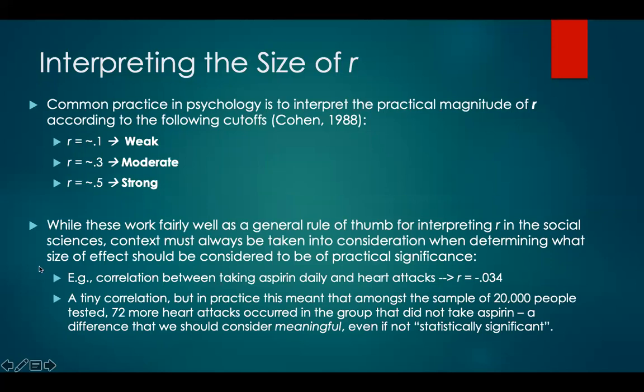While these work fairly well as a general rule of thumb for interpreting R in the social sciences, context must always be taken into consideration when determining what size of effect should be considered to be of practical significance. For example, a correlation between taking aspirin daily and heart attacks of R equals negative 0.034 is a tiny correlation, but in practice this meant that amongst a sample of 20,000 people tested, 72 more heart attacks occurred in the group that did not take aspirin, a difference that we should consider meaningful, even if it's not statistically significant.